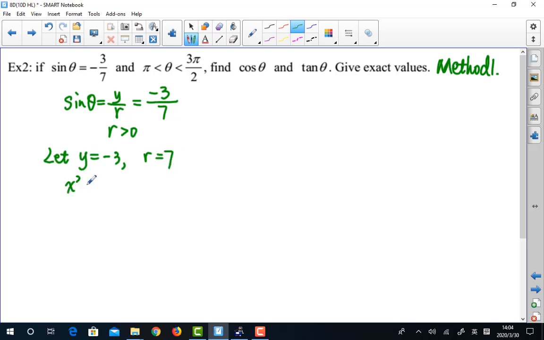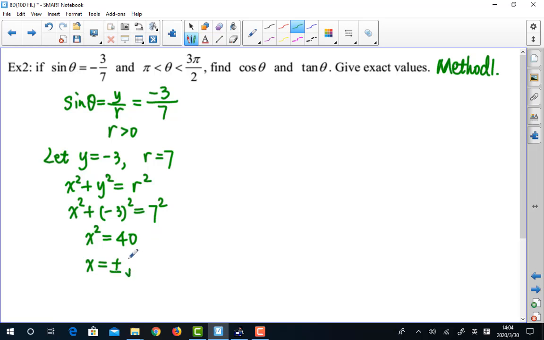Therefore, I can use x squared plus y squared equals r squared to find the x value. So x squared plus negative 3 bracket squared equals 7 squared. So x squared equals 49 minus 9, which gives me 40. So x mathematically should be equal to positive or negative square root of 40, which can be simplified into 2 root 10. However, look at this restriction for angle theta.